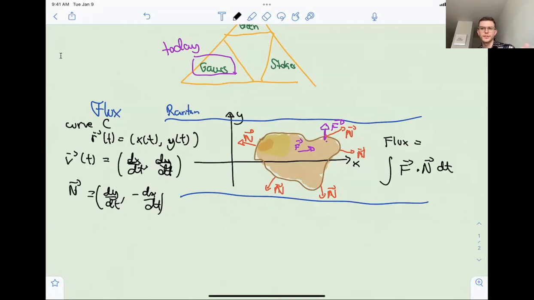And t, whatever values it takes, if it's a closed curve, it's usually from 0 to 2 pi, but that's more or less how the flux was computed. Is that okay so far? Any questions about this?